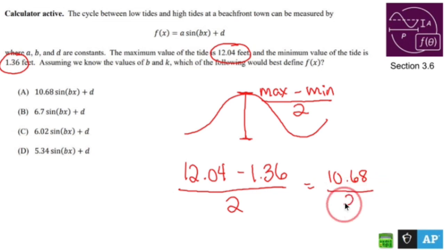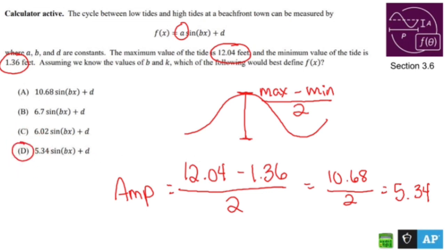I don't need Siri for this one. Dividing that by 2 gets me 5.34. So my amplitude is 5.34. My amplitude is my A. So that tells me that the only logical option here is going to be D.